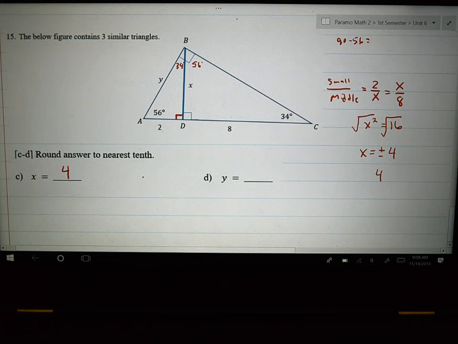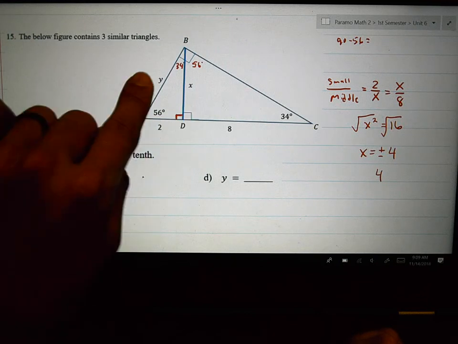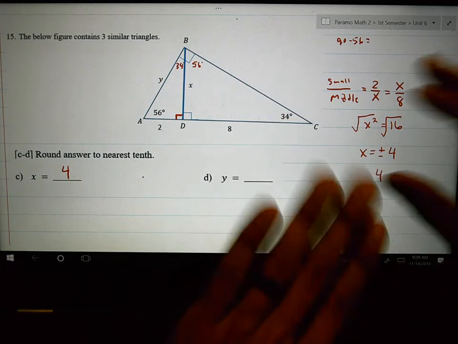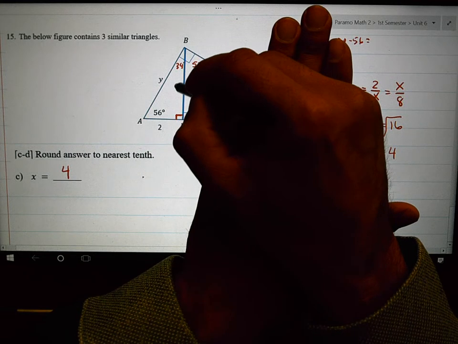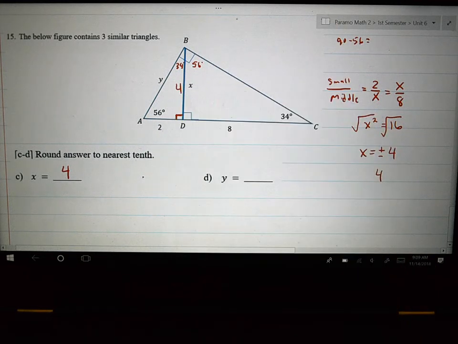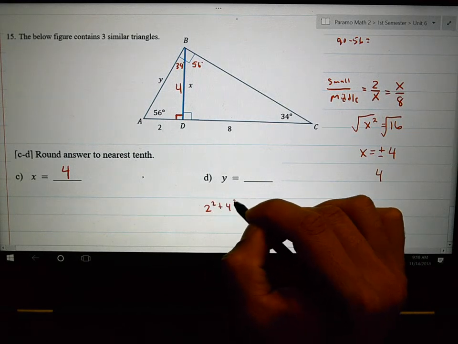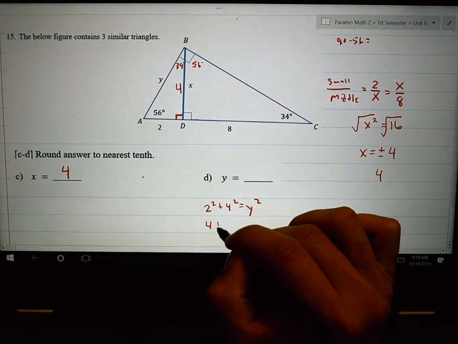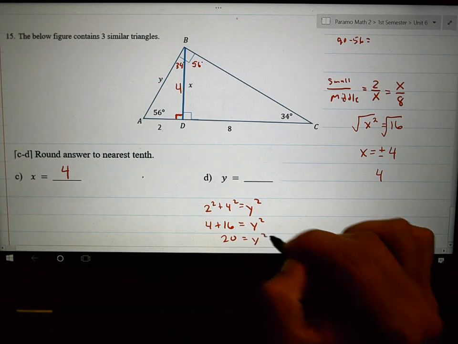We have found x. The last one that we have to figure out is what y is. Now, I'm looking at this small triangle here where there's a y. I know what x is. There's many ways. We could do another proportion if you wanted to, but since it's a right triangle, and you now know that this is 4, 2 and 4, and that's a y, why not use the Pythagorean Theorem? 2 squared plus 4 squared equals y squared. Let's work that out. 4 plus 16 equals y squared. 20 equals y squared.